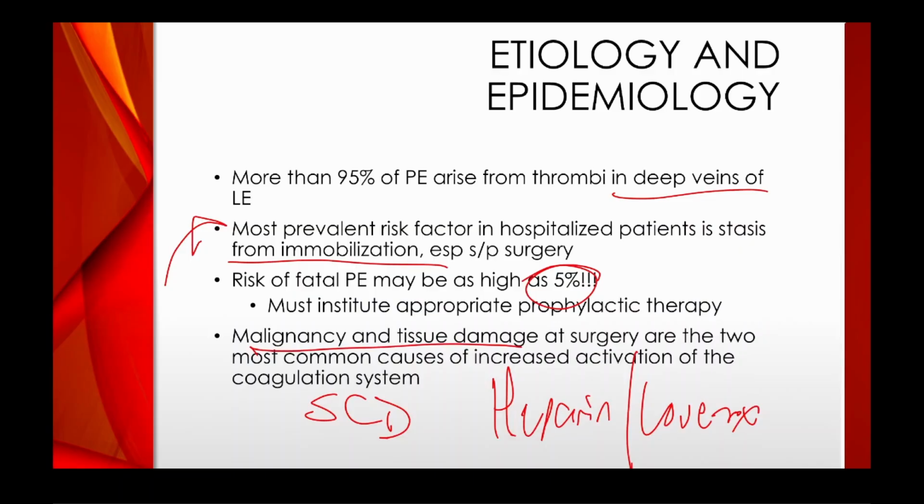Malignancy and tissue damage at surgery are the two most common causes to activate this whole coagulation cascade. You're causing an injury to vessels. They're being exposed to the outside environment because you're having surgery. Cascade of coagulation starts. And if you're in that hypercoagulable environment, your propensity to get a clot goes up.